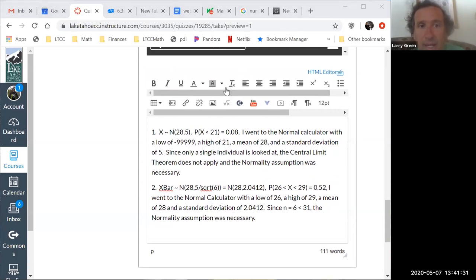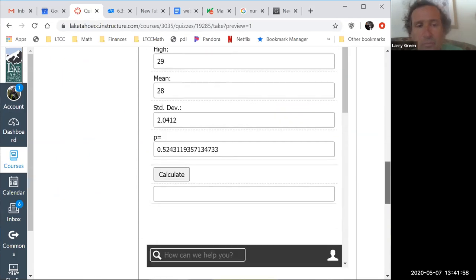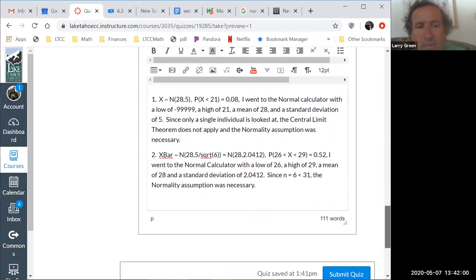Okay, let's go to number 3. So for number 3, it said there's a 95% chance that 34 randomly selected Americans will on average have their first marriage past what age? Okay, so now let's start out with the distribution. So is it X or is it X bar or something else?